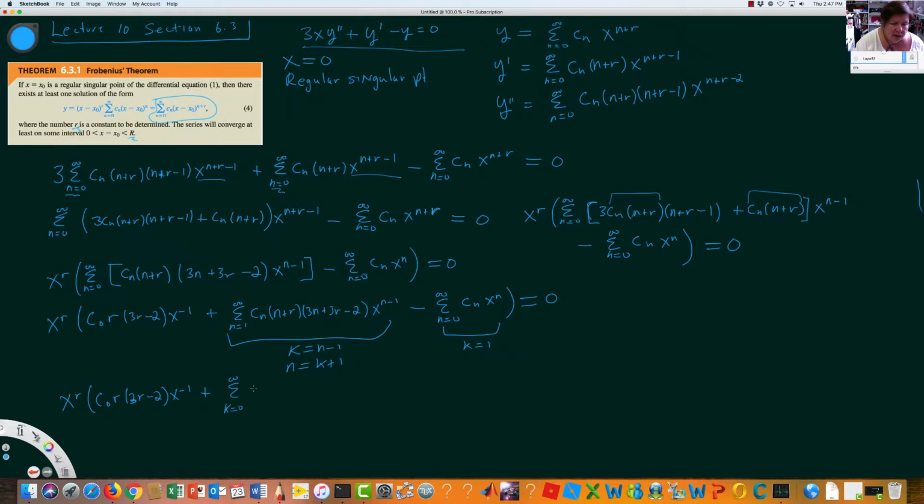to infinity. And then we have c k plus 1, we have k plus 1 plus r, we have 3 times k plus 1. So 3k plus 3 plus 3r minus 2, right? And we'll fix that all up in a second. And then we have x to the k. And then over here, I just have the sum k equals 0, ck x to the k. Okay, that's looking pretty good.